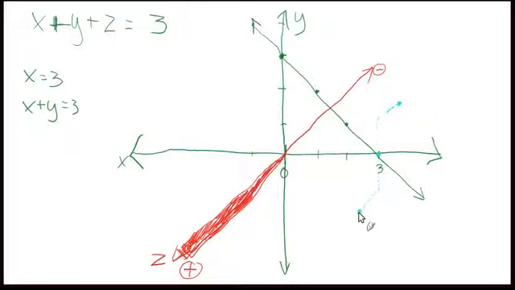If x were 2, then let's do something that kind of makes sense. If x were 2, then y could be 1, and z would be 0. Right, so here we go. If x were 2, then y could be 0, and z could be 1. So we got 2, 0, and positive 1.